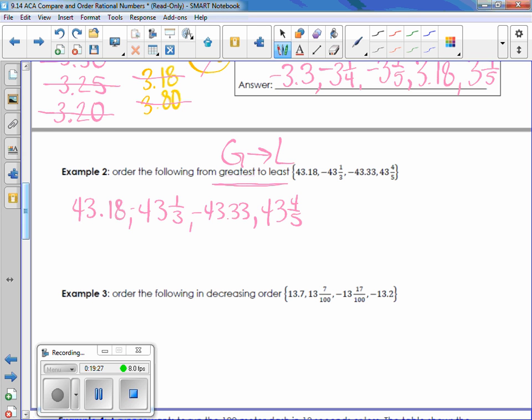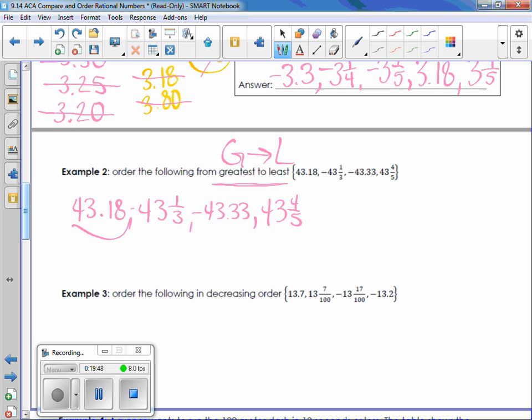Kenzie, take it out of your binder for right now, and it'll be easier for you to write. There we go.